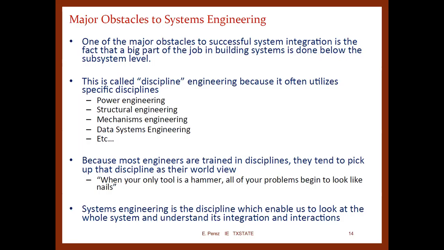Because most engineers are trained in disciplines, they tend to pick up that discipline as their worldview. There's a saying that when your only tool is a hammer, all of your problems begin to look like a nail. So what we are trying to say here is that what you're trying to achieve is an interdisciplinary approach to solve a problem, but within this approach, you're going to have experts in each discipline. So the goal is for you to get these people that are experts in specific areas to work together to achieve a solution for the problem of a major complex endeavor. So systems engineering is a discipline which enables us to look at the whole system and understand its integration and interactions.